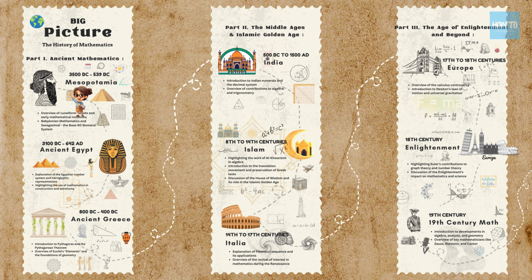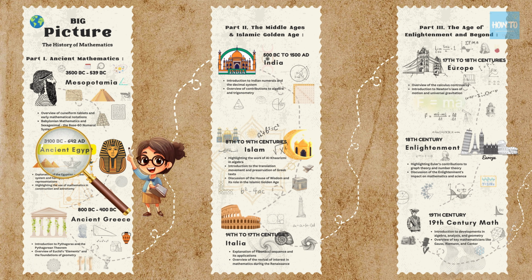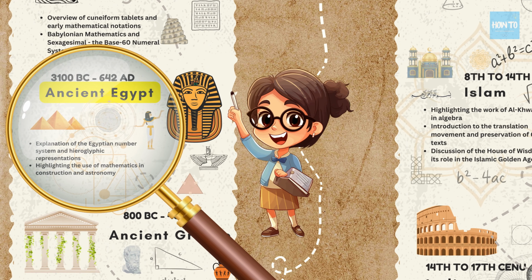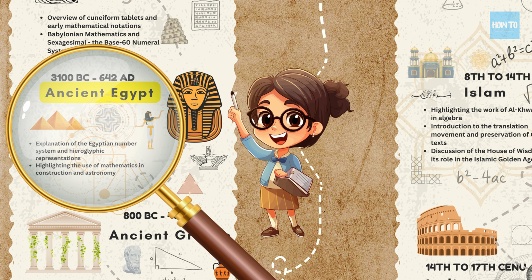Now let's head to the land of the pyramids. Egyptians not only built unbelievable buildings and structures, but also had a unique way of counting. Get ready to explore the secrets of the Egyptian number system.